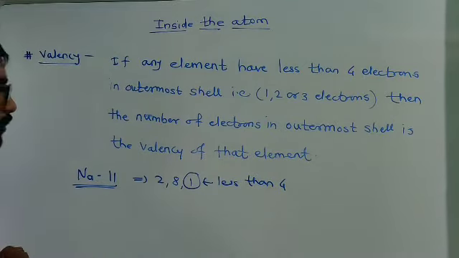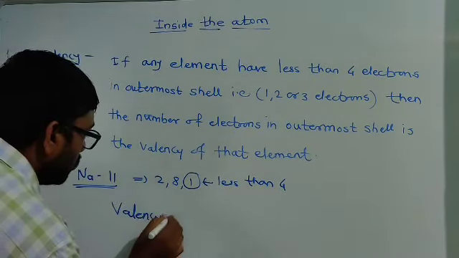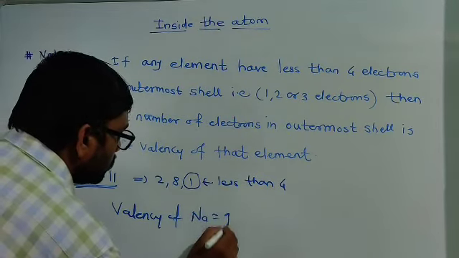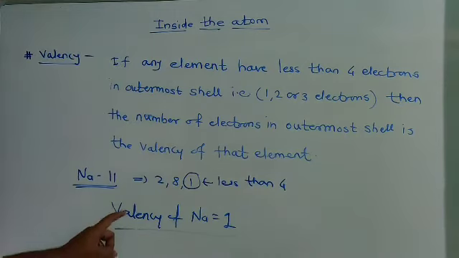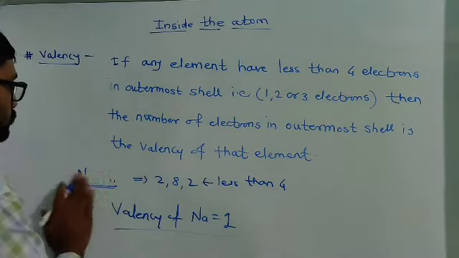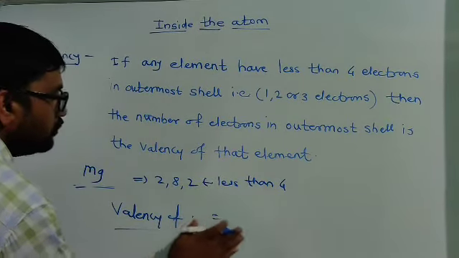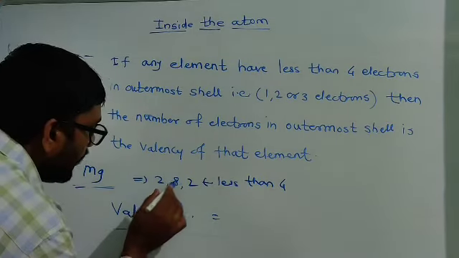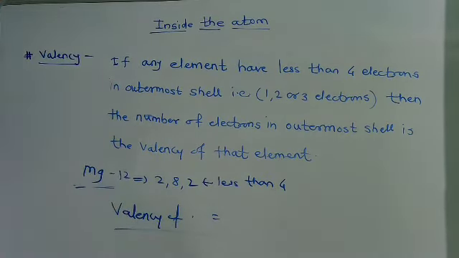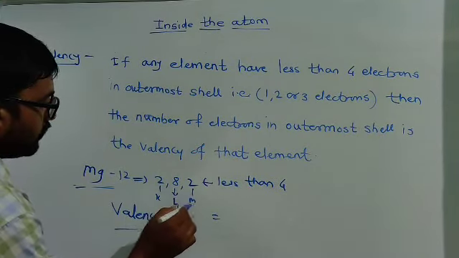So in case of sodium, what happened? Only 1 electron is in the outermost shell. So the valency of sodium is how much? 1. That also we have to remember. Another example we take: magnesium, 2, 8, 2. Total how many electrons in magnesium? 12. 2 electrons in the K shell, 8 electrons in the L shell, and 2 electrons in the M shell.